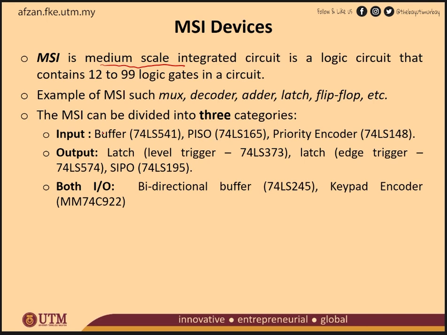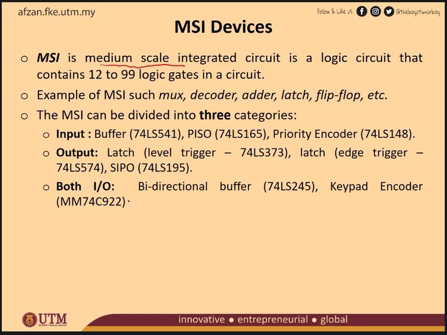The second category is output groups. Examples of MSI in the output group are latch. For latch you have level trigger and edge trigger latch, and you have the SIPO. What is SIPO? Serial in parallel out. And the third group is both IO, meaning it can be input and output at the same time. Examples of MSI in this group are bidirectional buffer, keypad, and coder.